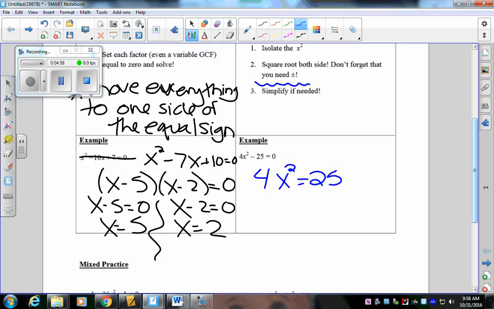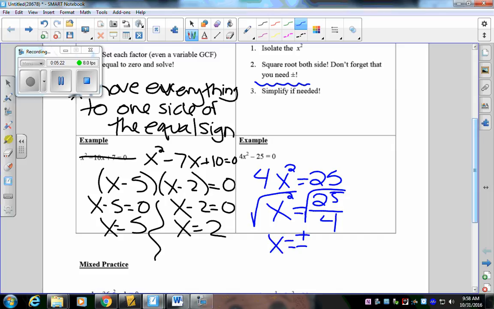Now the x squared is not isolated yet. So let's go ahead and divide by 4. Now, we know I can't do 25 divided by 4 and get an even number, so just leave it as this for now. Okay, so now that my x squared is isolated, I can go ahead and take the square root, making sure I take the positive and the negative.